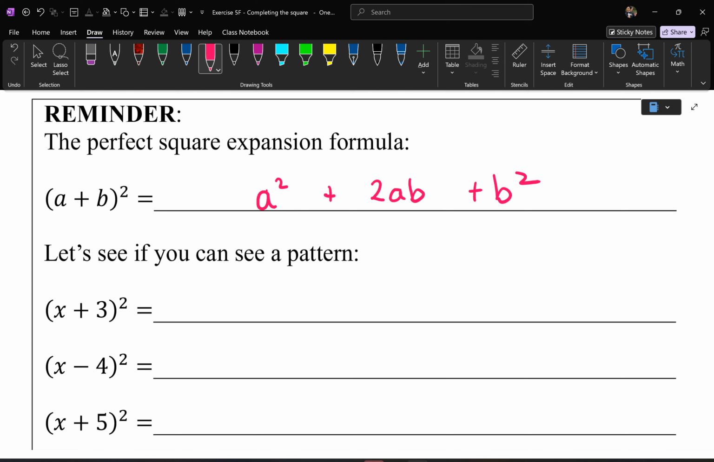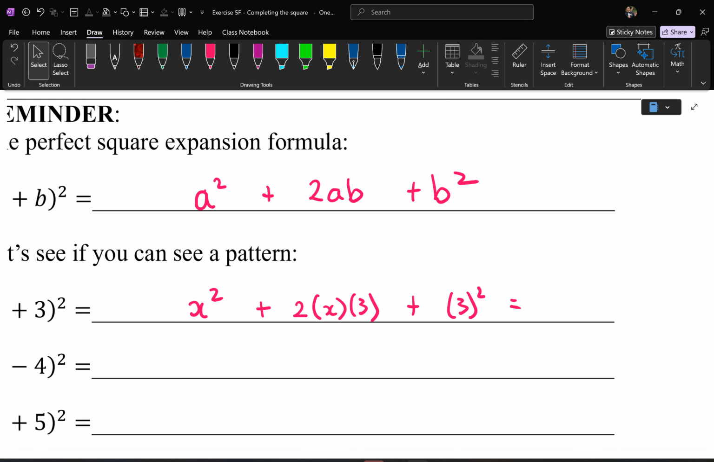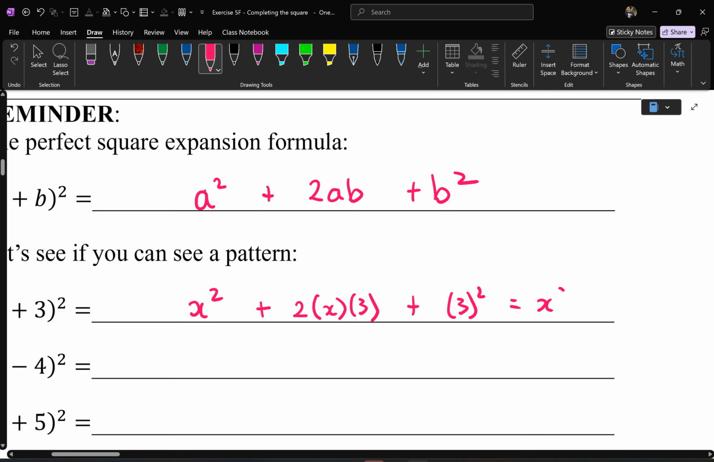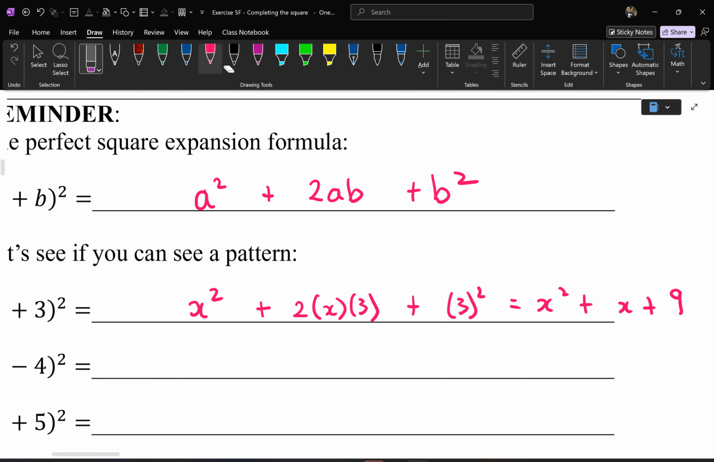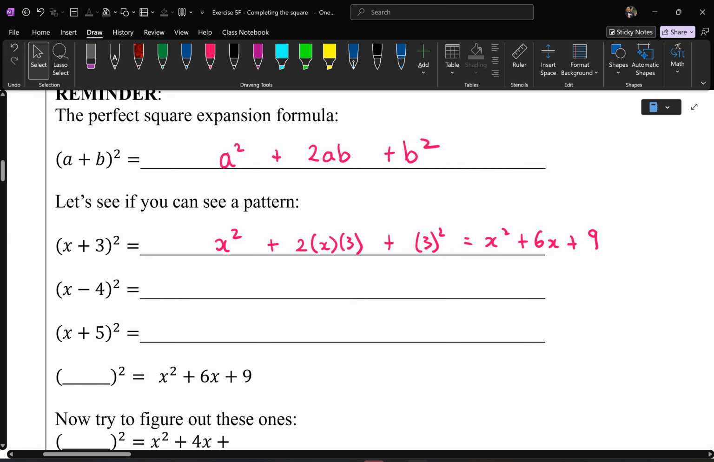Go. X plus 3 squared. X squared plus 2x 3 plus 3 squared. Beautiful. So this is the layout, but let's write out the equation. So he said 2x3, but that just means 2 times x times 3. So that simplifies to 6x. Very good. And then plus 3 squared, which is 9. So your equation is x squared plus 6x plus 9. Let's do a few more so you can see a pattern, because there's a pattern that's happening.